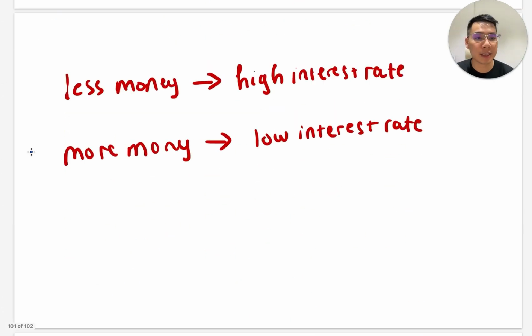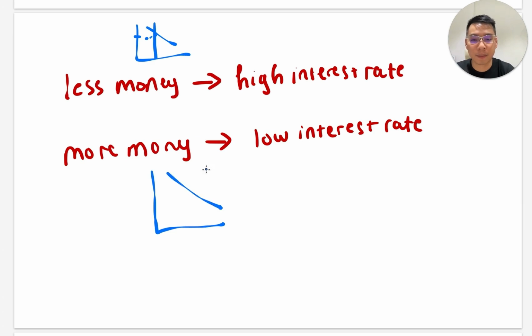And this is a simple diagram to show you the relationship between money and the interest rate. If you have less money, you're going to have a high interest rate. Okay, so less money, high interest rate, and more money, you have a lower interest rate. That's how you visualize money and interest rate in the economy and how the government can control them. And the entity that can control the money supply is the central bank.